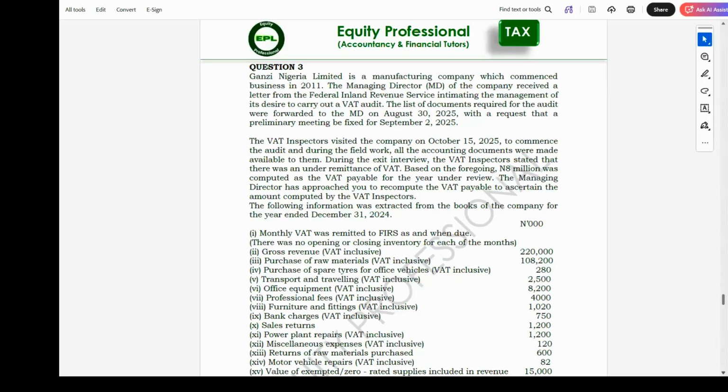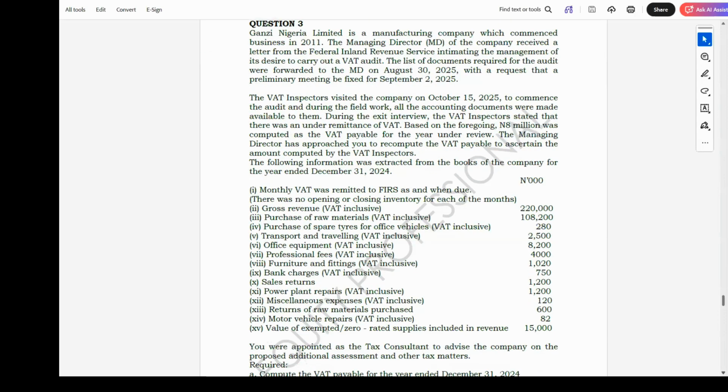Bank charges, VAT inclusive. Sales return. The power plant repair, VAT inclusive. Miscellaneous expenses, VAT inclusive. Return of raw material purchase, motor vehicle repair, VAT inclusive, value of exempted zero-rated supply included in revenue.